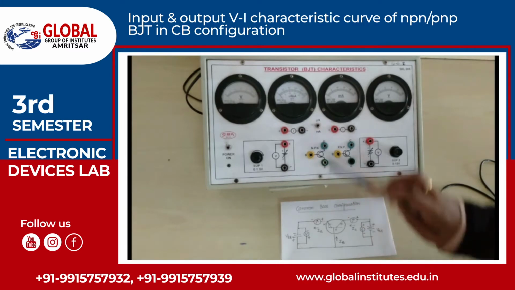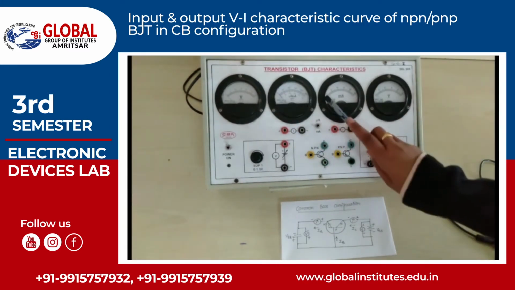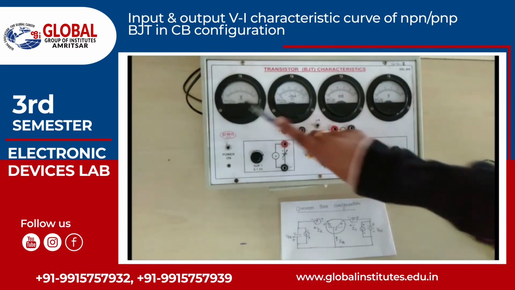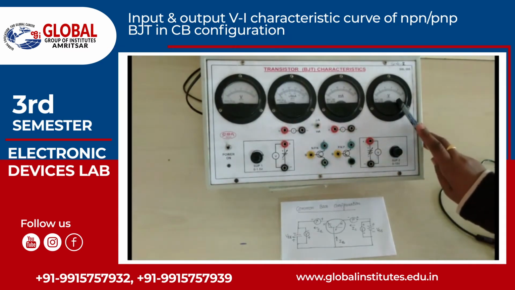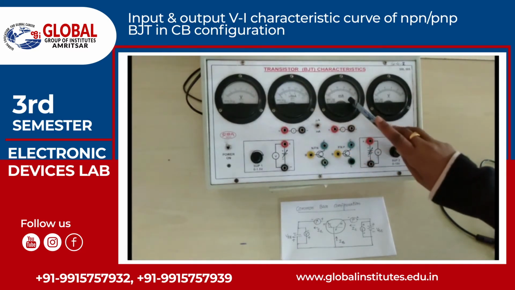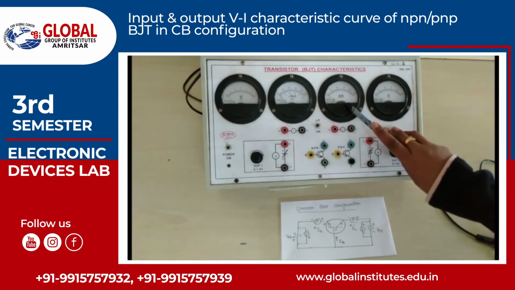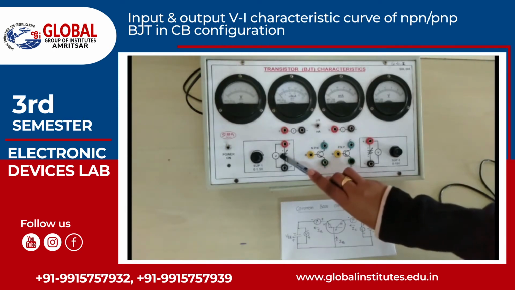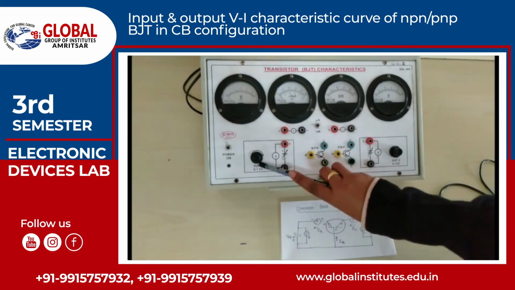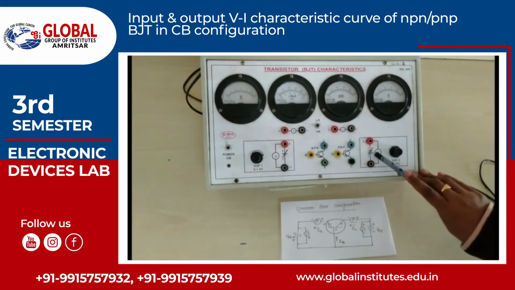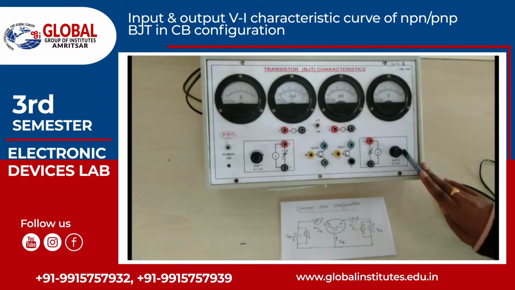Here we have used 2 voltmeters and 2 ammeters. This voltmeter is used for the input side and this voltmeter is used for the output side, and this ammeter is used for measuring the input current and this ammeter is used for measuring the output current. Here this is the voltage source, and this pot is used to vary the input voltage, and this source is the output source, and this port is used for measuring the output voltage.